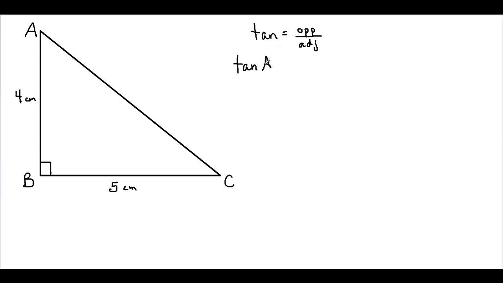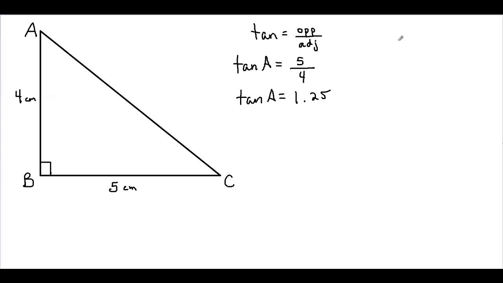So tan A, if we look at our diagram, the opposite of A is 5, and over the adjacent of A is 4. That's going to equal 1.25. So what this means is that side BC, or the opposite side, is 1.25 times the length of side AB, or the adjacent side.